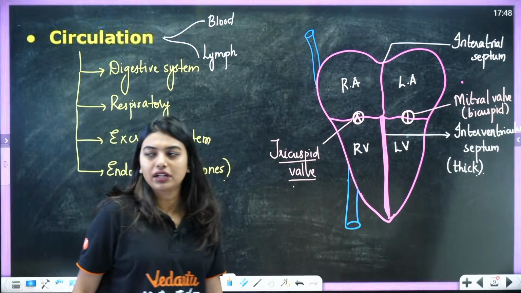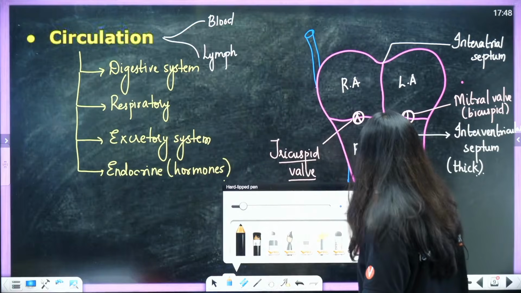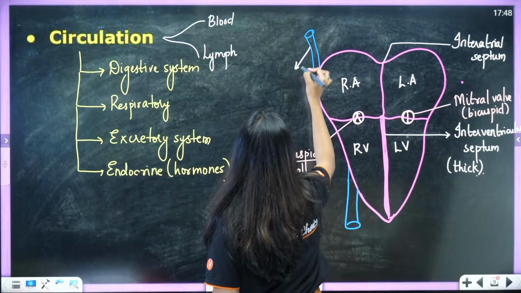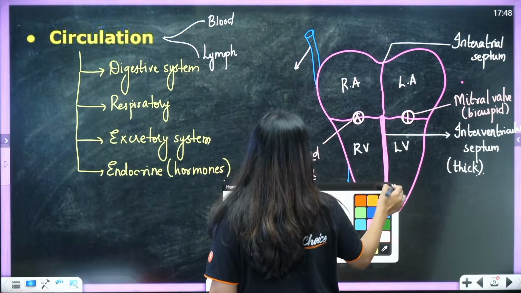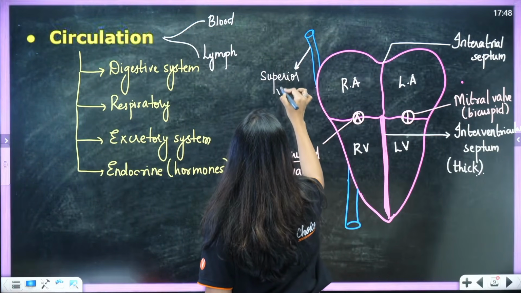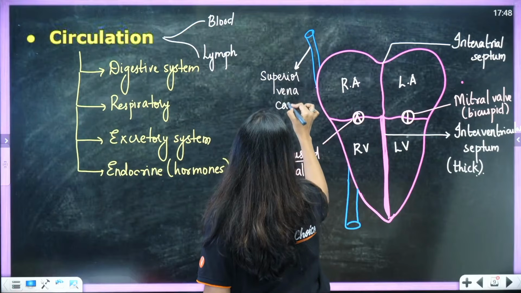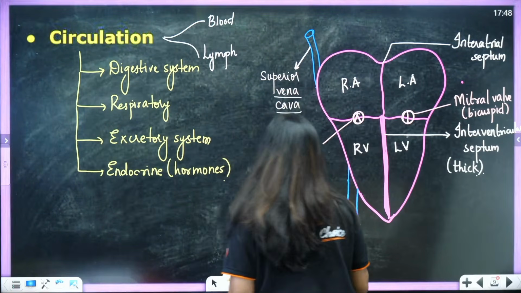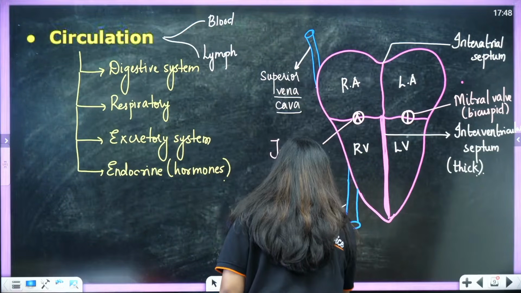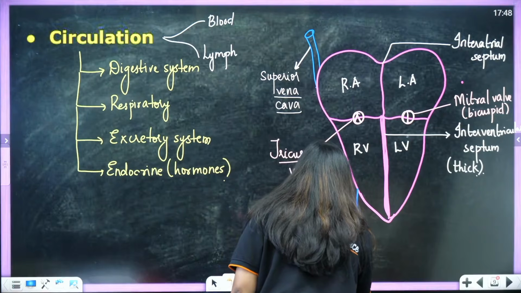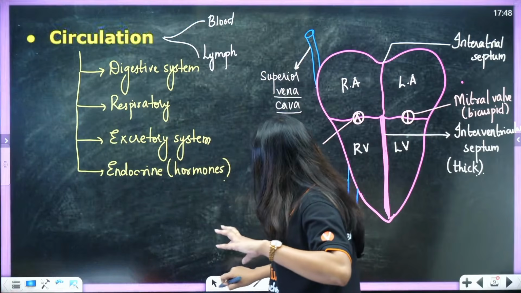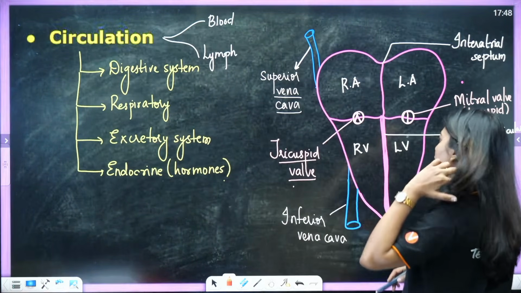Yes, inferior vena cava. So I have a superior vena cava, I have an inferior vena cava, just so that it can collect the blood from the superior part of the body and from the inferior part of the body. So superior vena cava, and inferior vena cava. Okay, clear? Yes, this is my pumping organ who is going to do all the jobs of pumping, right?